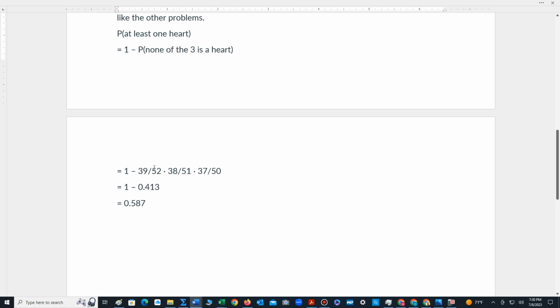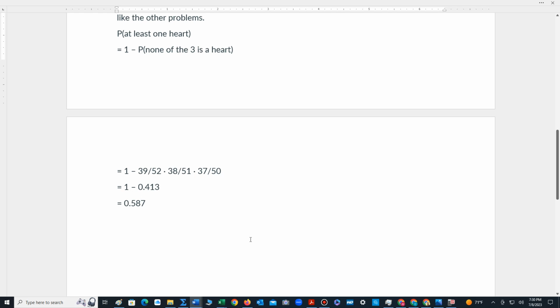Remember, we're selecting without replacement. Once you pick the non-heart, you cannot pick it again. So now the probability is modified to 38 out of 51. Once one of these cards is selected, and we're assuming it's not a heart, we get 37 out of 50 for the third probability. We multiply these out and convert it to a decimal, 0.413. And finally, 1 minus 0.413 is 0.587.